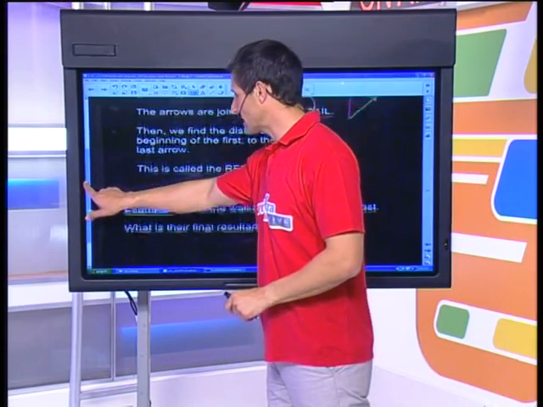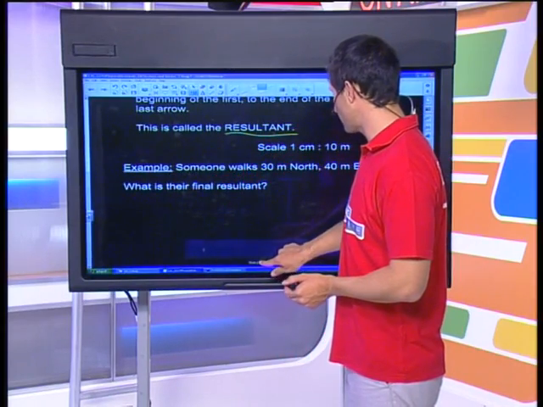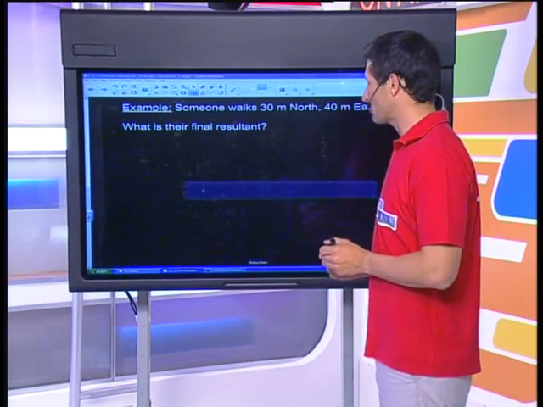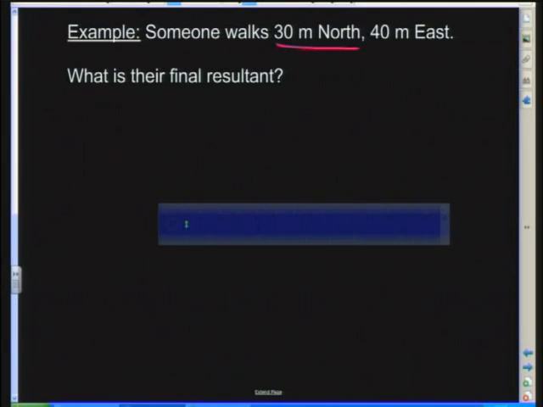Okay, so now I'm going to introduce the idea of different types of direction over here. So I've got my ruler ready. I hope you've got this right. But now, I've got a major problem over here. It says that someone walks 30 meters north and then 40 meters east. There's 2 vectors. How do I do that?